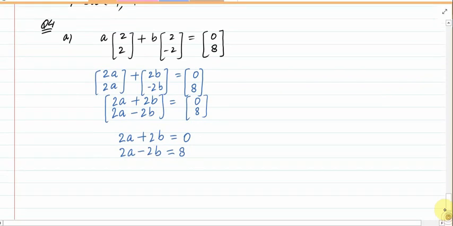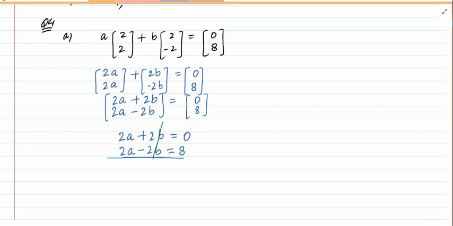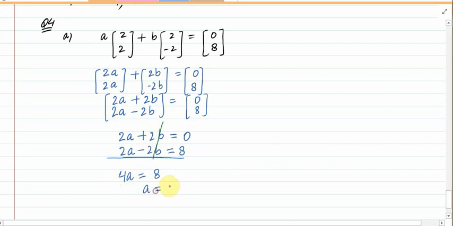Now we got two equations, there are two unknowns, so we can solve it by simultaneous equations. No need to change the sign because B already has opposite signs. Now you just need to solve it. Plus and minus cancel each other. 2A plus 2A is 4A and 0 plus 8 is 8. So we got the value of A, that is 2.